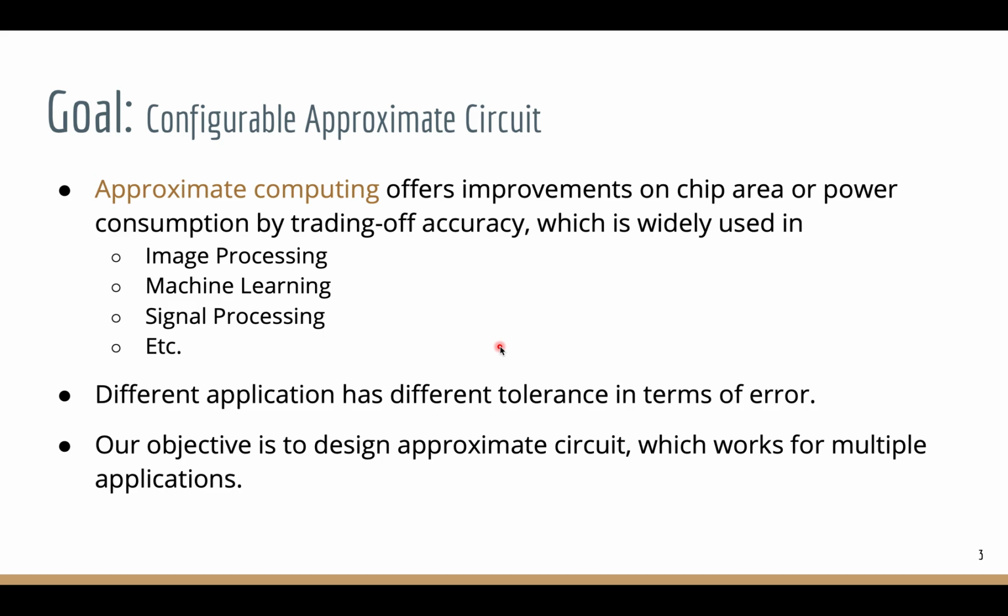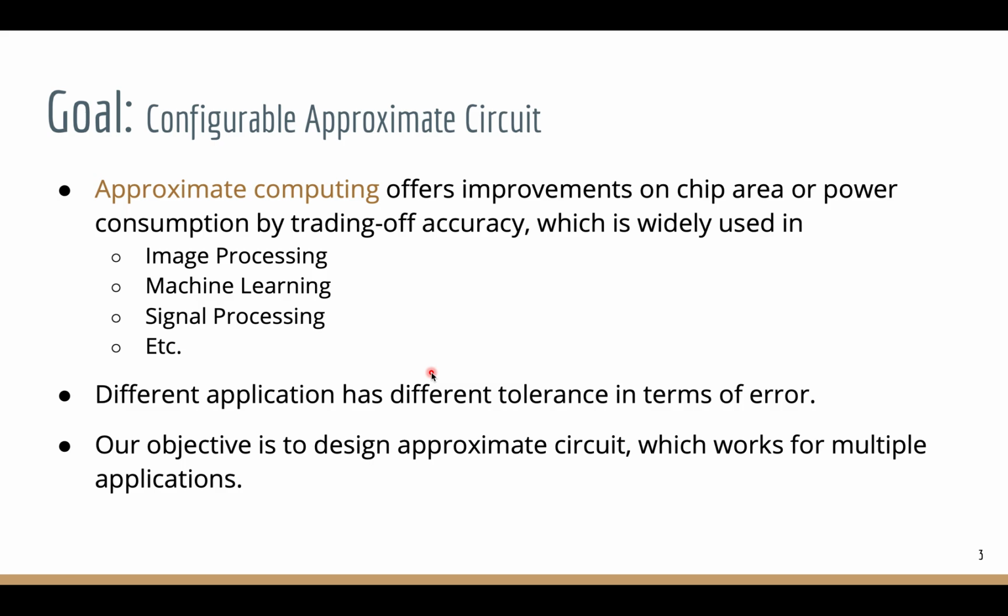Approximate computing is an emerging computing paradigm which offers improvements on chip area and power consumption by trading off accuracy. It can be widely used in areas such as image processing, machine learning, or signal processing. Those applications can inherently tolerate a small amount of errors in their outputs, and different applications of approximate computing expect different levels of inaccuracy.